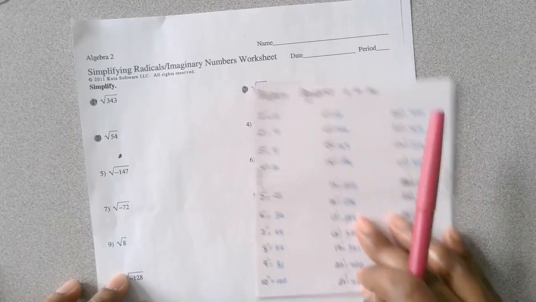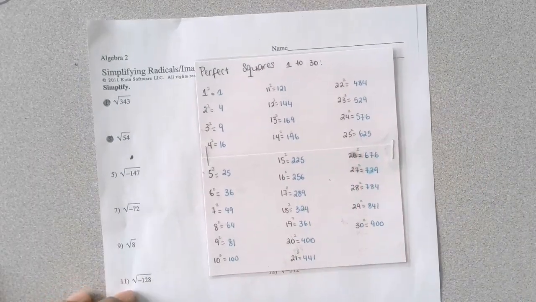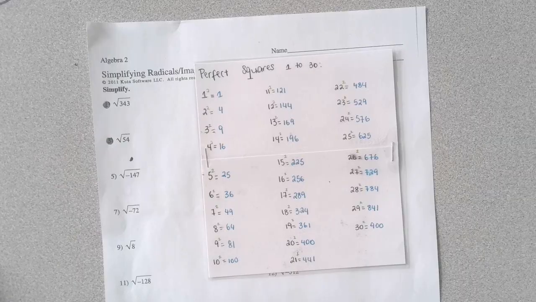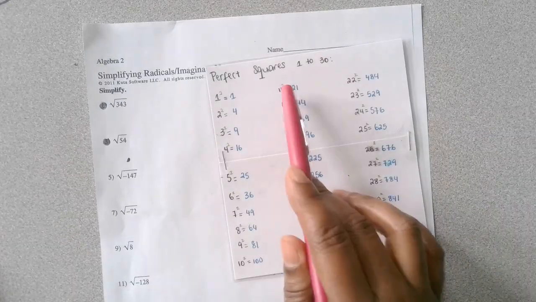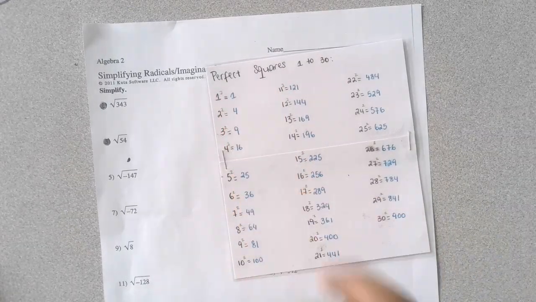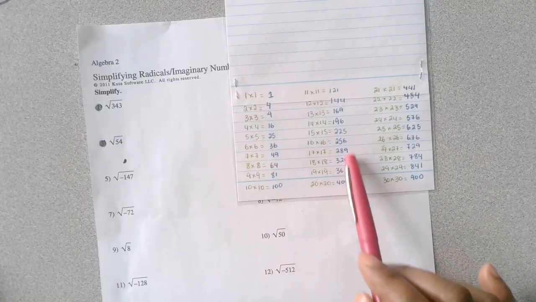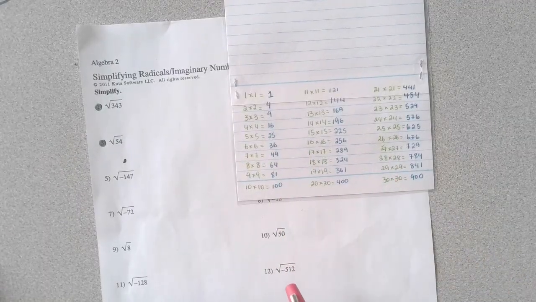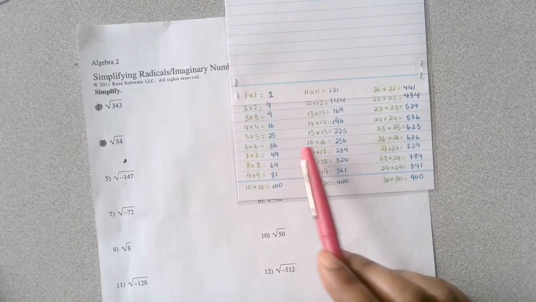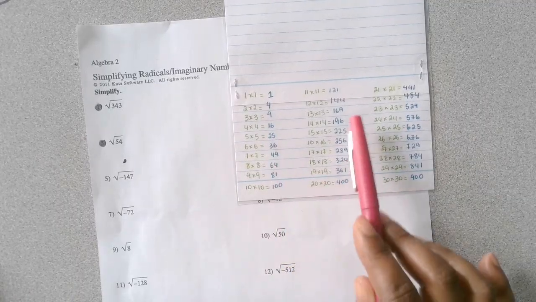Here, I created a little chart with perfect squares from 1 through 30, which I normally give my students to help them, especially if they don't know perfect squares. The square is on the top, and on the reverse, I wrote it out. So 1 times 1, 2 times 2, 3 times 3, and I color coded to help students differentiate.